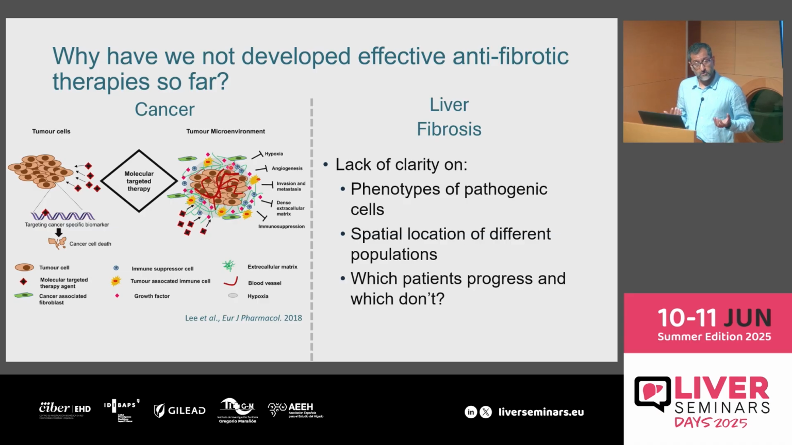In the context of fibrosis, we are way behind in this. We still lack clarity on what the phenotypes of the pathogenic cells are, where they're located, how they interact with each other, and even more basic, which patients are likely to progress and which are not. Are there differences in the type of fibrosis that different people have?